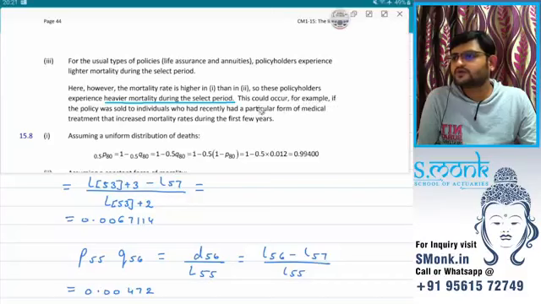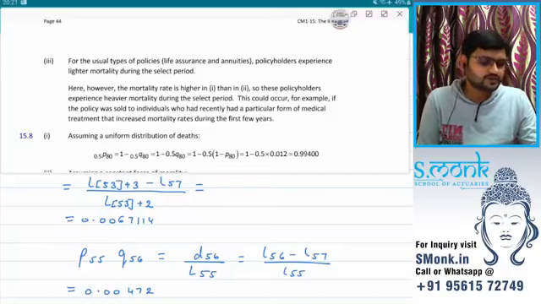This could occur, for example, if the policy was sold to individuals who had recently had a particular form of medical treatment that increases the mortality rate during the first few years. So they are saying some kind of medical treatment, some kind of screening, as we were talking about, maybe sugar or BP or those kind of things. So mortality rate for those selected people will be higher versus the mortality rate where selection did not occur.